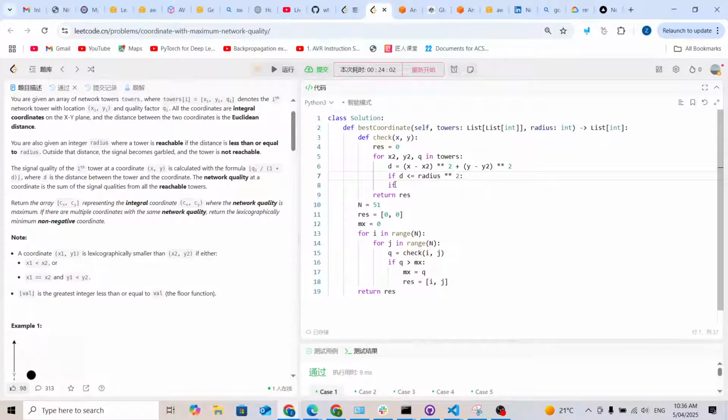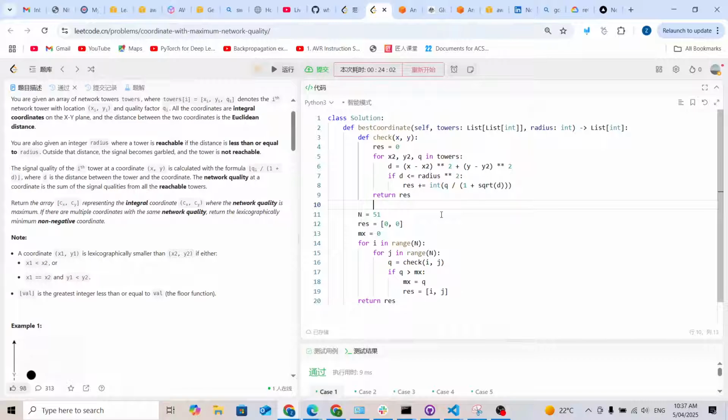So this means if the distance is inside, if the distance is okay, we're going to use the formula to update the result. The formula is going to be integer, because here is a floor, basically integer. So it is qi. What is the qi? It is from the q, divided by 1 plus the square root of d. So I think that's all about it. We have to be careful about such kind of calculations.